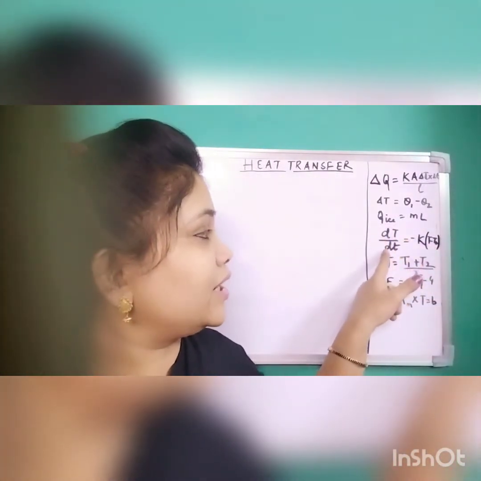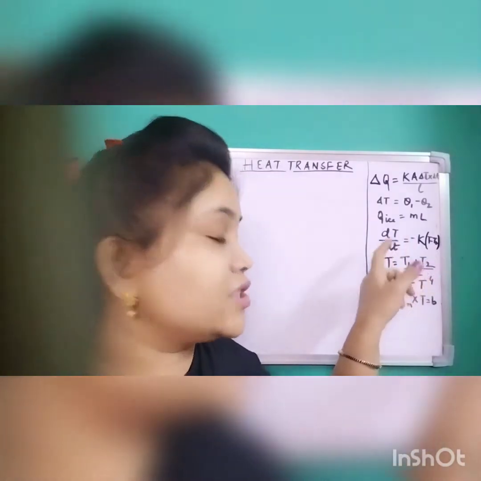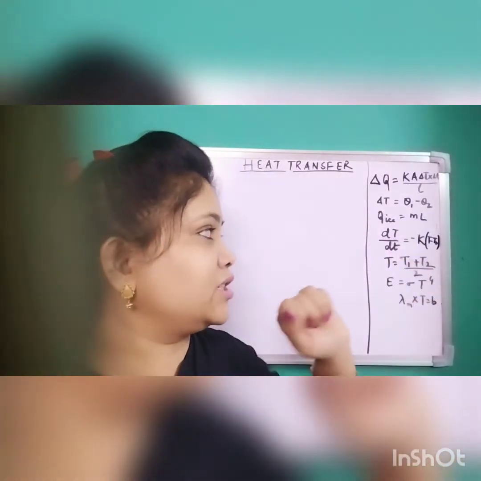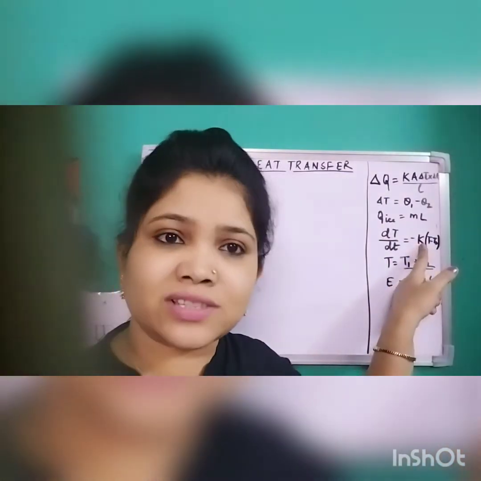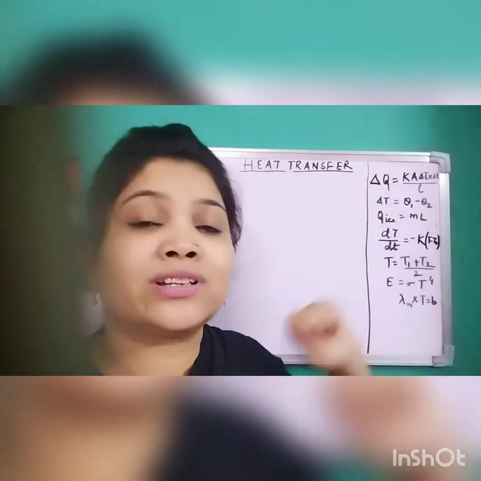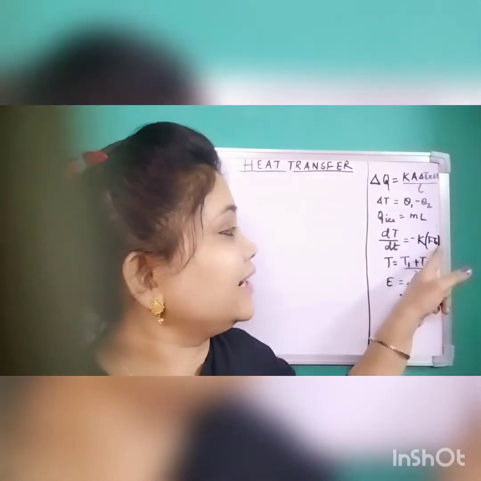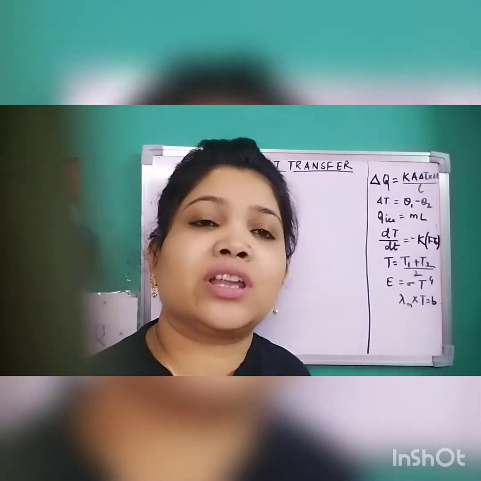Now, dT by dt. This is Newton's law of cooling. dT by dt is equal to minus K, where K is the constant, into T minus T0. What is T over here? Average temperature, which is (T1 plus T2) by 2. And T0 is the surrounding temperature.